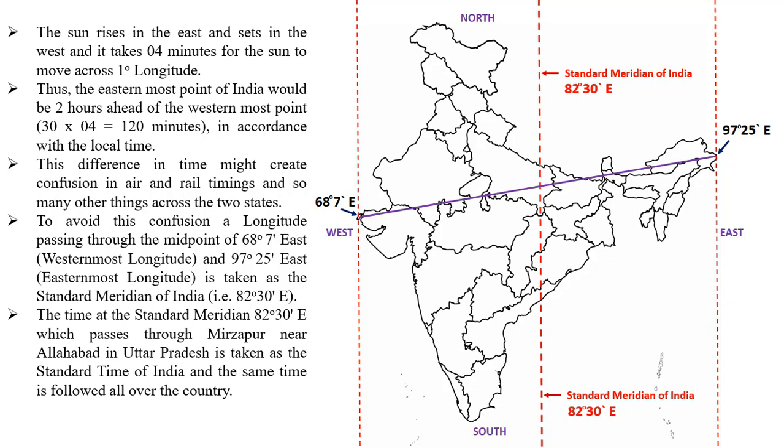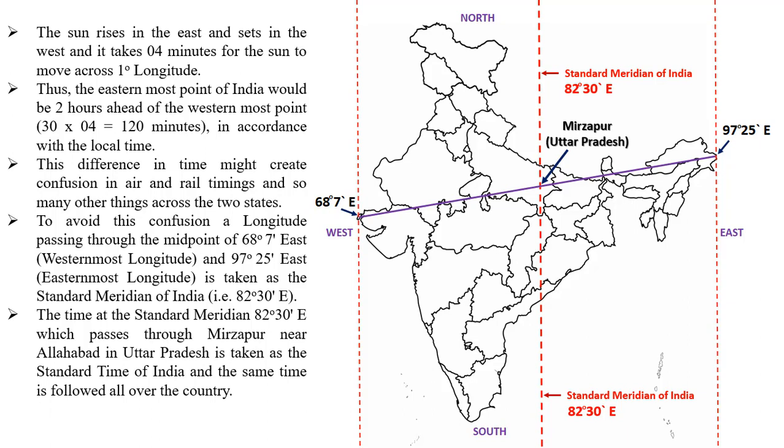So the time at the standard meridian, that is at 82 degree 30 minutes east, which passes through Mirzapur near Allahabad in Uttar Pradesh, is taken as the standard time of India, and the same time is followed all over the country. Now where is Mirzapur? Let's check it out. Yes, the point that you see there is Mirzapur near Allahabad in Uttar Pradesh, right?